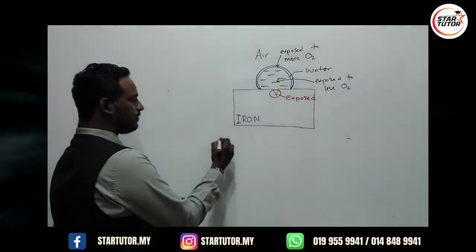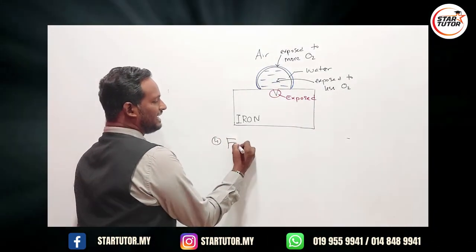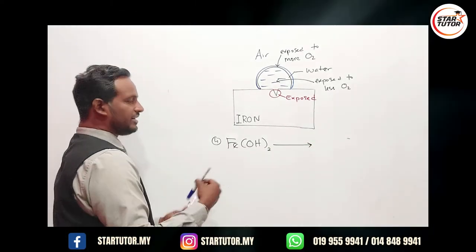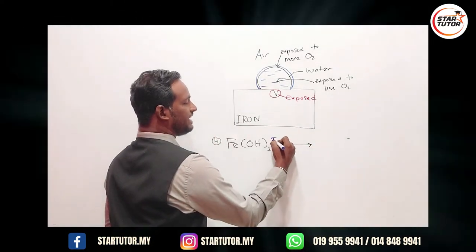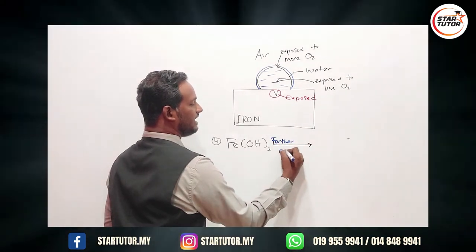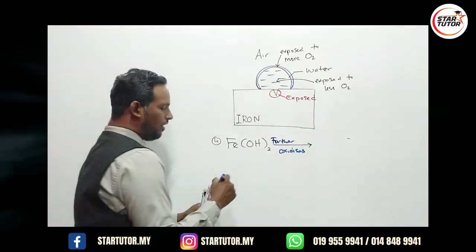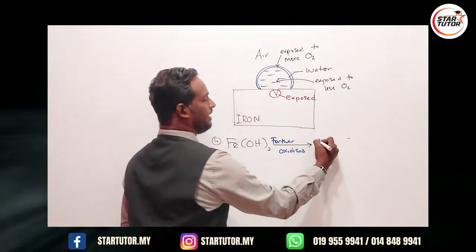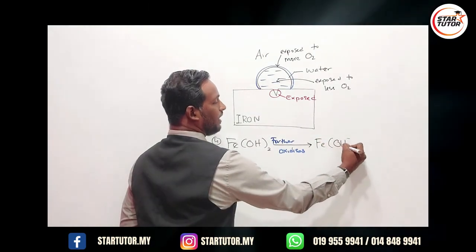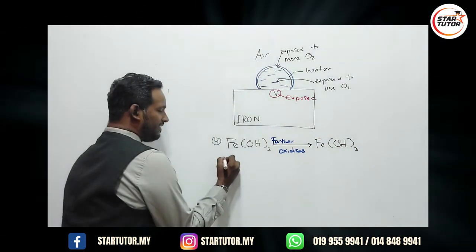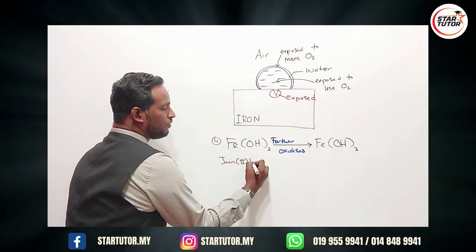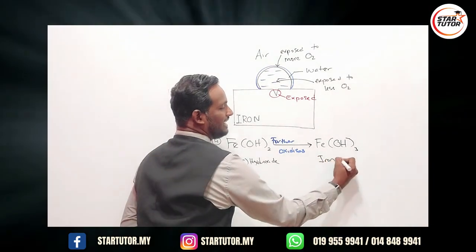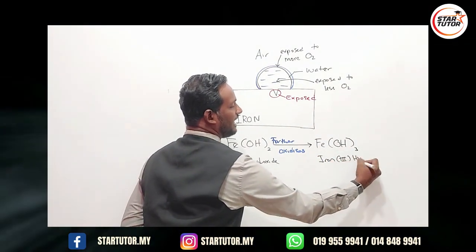Next what happens? Nombor 4, the iron 2 hydroxide tadi, very simple. Tengah-tengah sini kamu tulis further oxidizes. Dioksidakan selanjutnya, that's what it means. Dioksidakan selanjutnya kepada Fe(OH)3 pula. So maksudnya dekat sini daripada iron 2 hydroxide dia jadi iron 3 hydroxide.